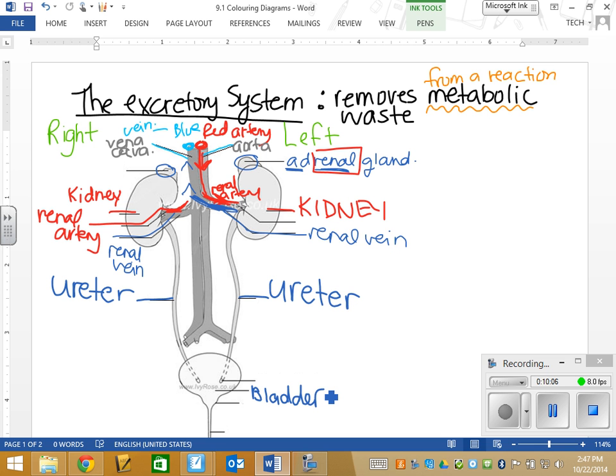Now that's different than the structure that's way down at the bottom, which is your urethra. And so ureter and urethra look very similar, so it will be really important that if you're writing these words out, that you spell them properly. Otherwise, I might think that you're talking about a part that you're not actually discussing.